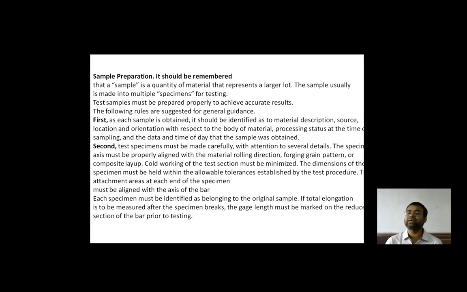And the second thing, the test specimen must be made carefully with attention to several details. The specimen axis must be properly aligned with the material rolling direction, forging grain pattern or composite layout. So these things need to be taken care when we are creating any kind of a sample or a material, cutting the materials from the particular lot. So cold working of the test section must be minimized.